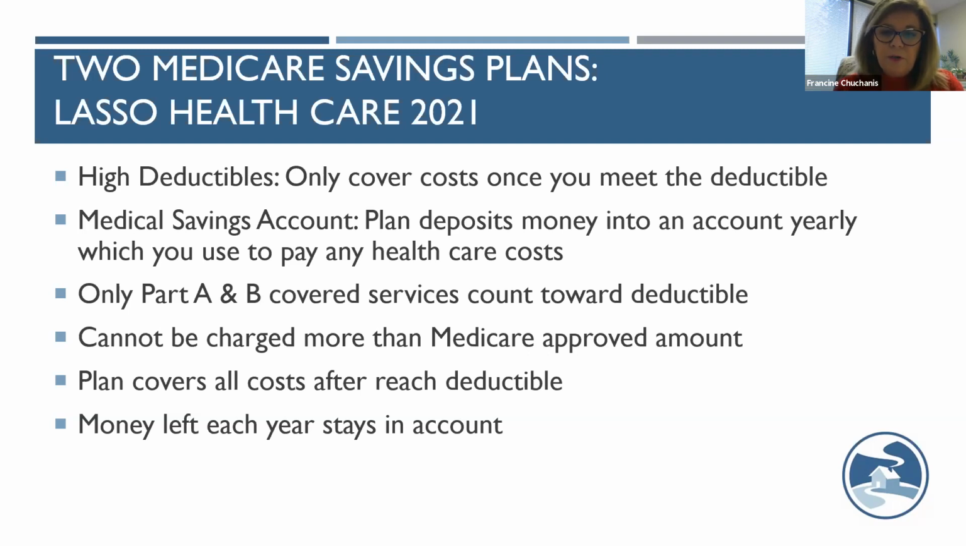You can never be charged more than the Medicare approved amount. The plan covers all your costs then after you reach your deductible. But if you have money left in your account at the end of the year, it does roll over to the next year.